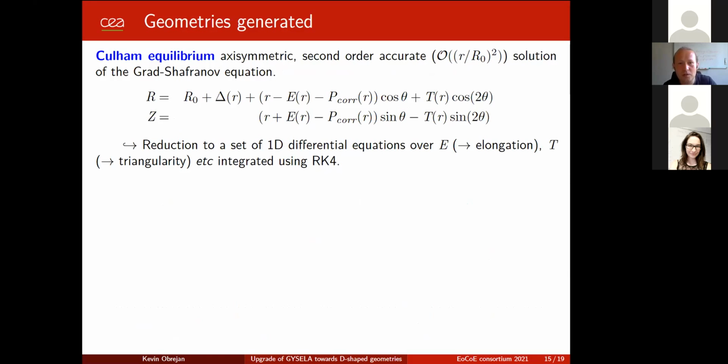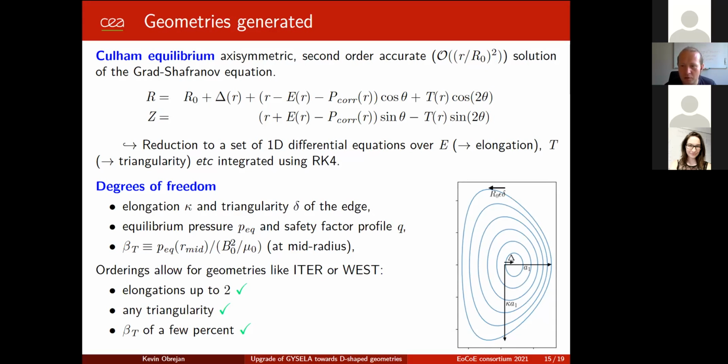For the geometry itself, I'm not going to go into too much detail about the equations, but the general form of our cross-section is defined as shown on the screen with the two equations for R, which is the radial axis, and Z, which is the vertical axis. It's an approximate solution to the Grad-Shafranov equation, which governs the magnetic field in equilibrium configuration. The Miller equilibrium we use reduces this 2D problem into a set of 1D differential equations that are simply integrated and give us an expression for these elements that you have in the expression here.